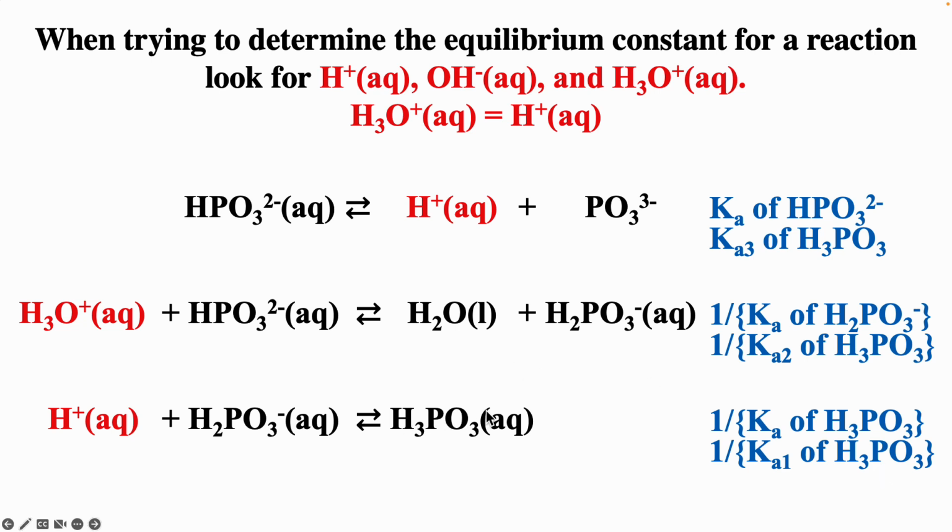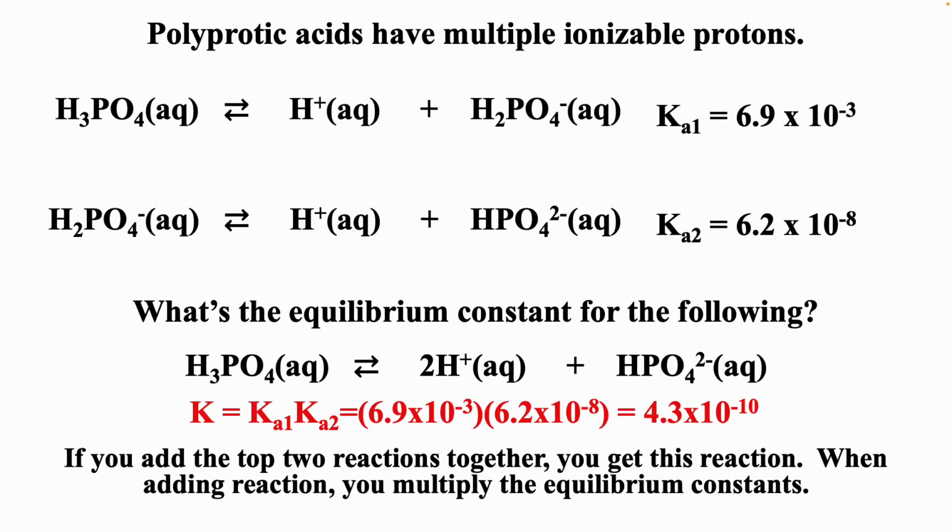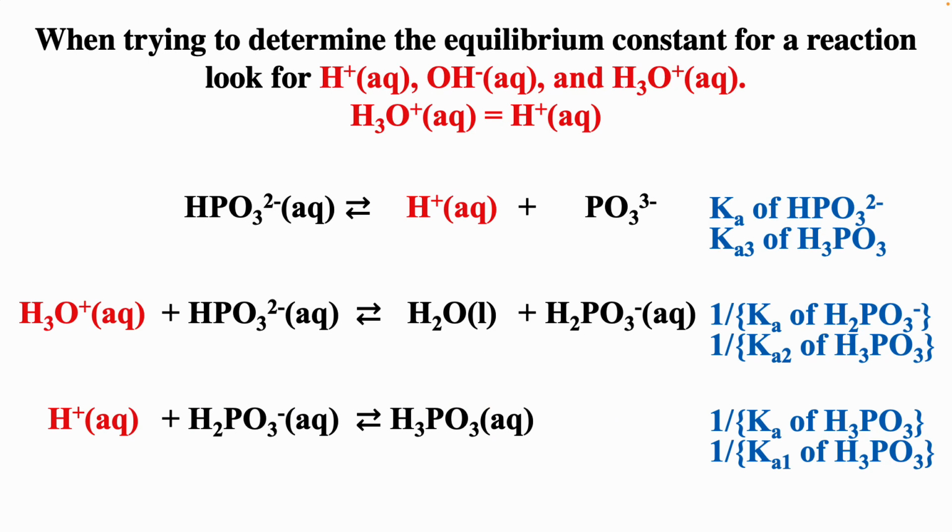When you have the O3, that's phosphorous. When you have the O4, that's phosphoric. And so again, when you're trying to determine the equilibrium constant for a reaction, you always look for the hydronium, hydronium, or hydroxide ion.